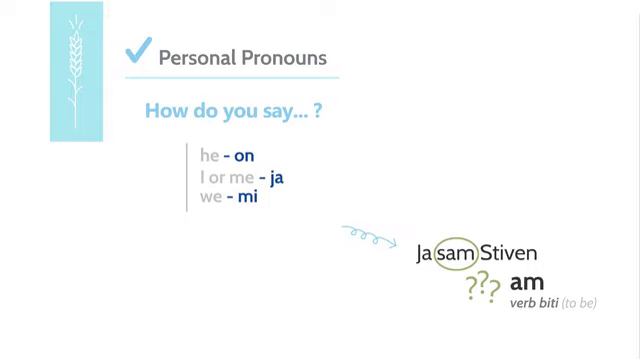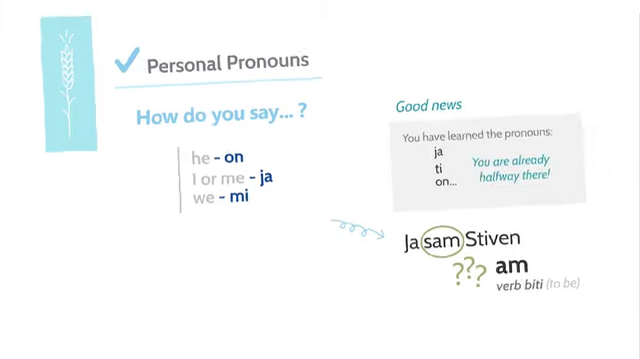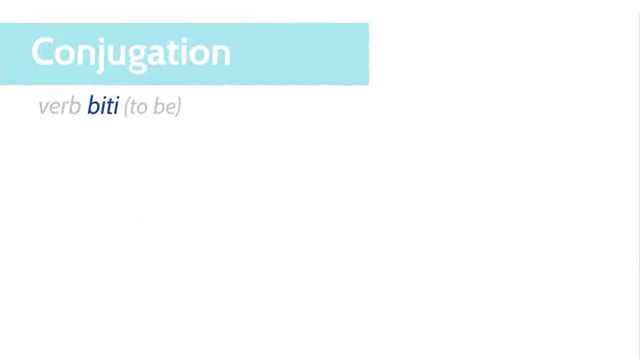So, in order to understand where sam comes from, we have to conjugate the verb biti, which means to be. This is one of the most important verbs in Serbian, so learning it now will help a lot. The good news is you have learned the pronouns ja, ti, on, etc. So you are already halfway there. Here is how you conjugate the verb biti.